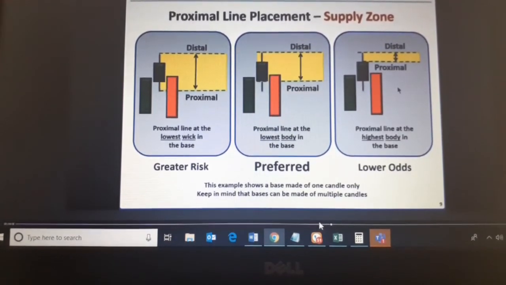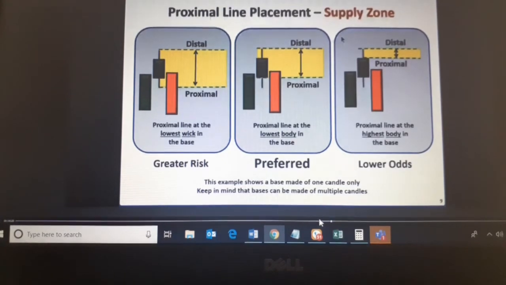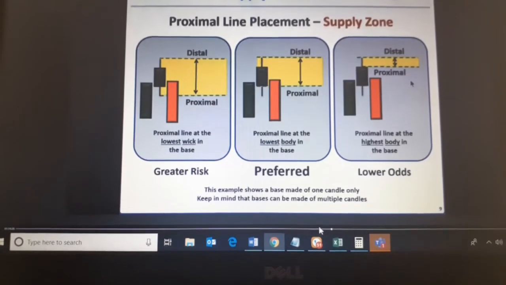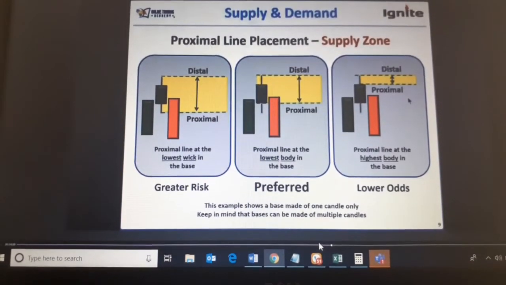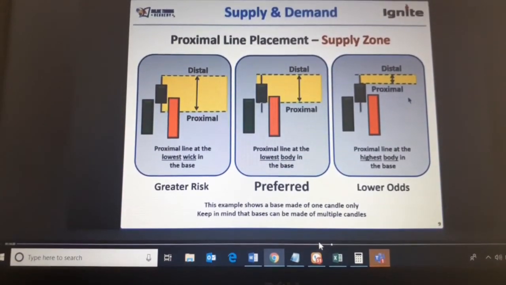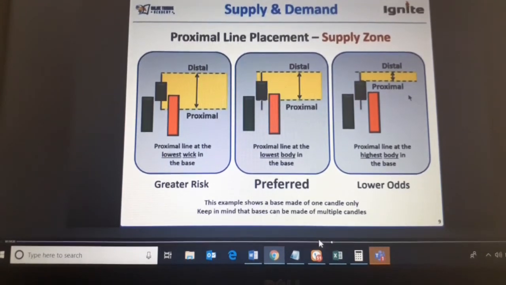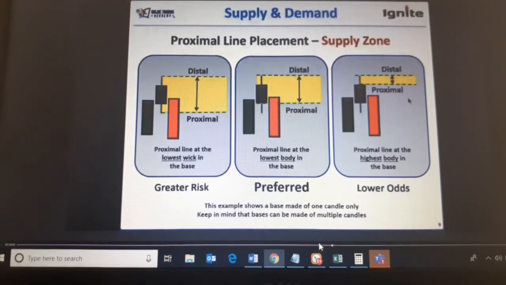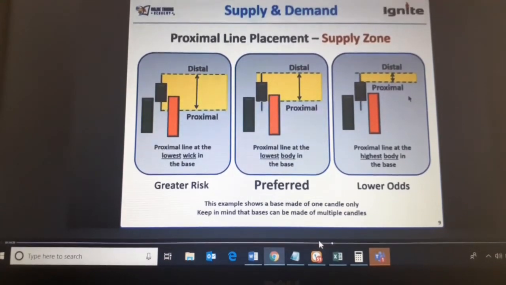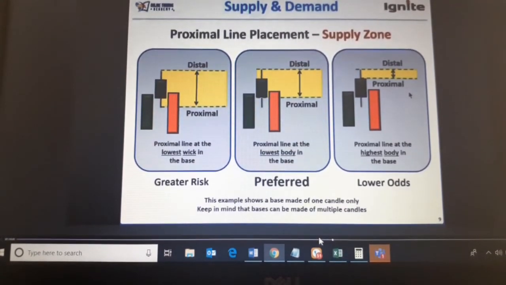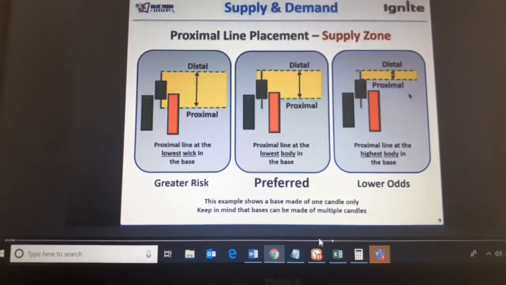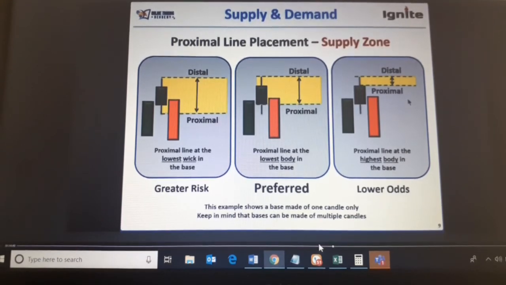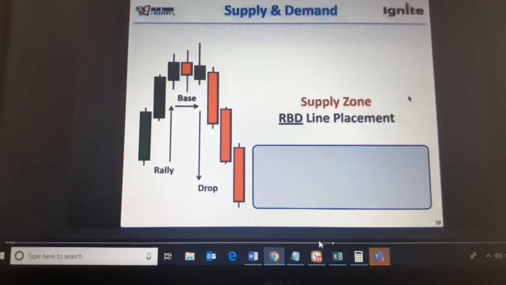And we are not taking the leg into consideration. Where did we take the leg into consideration when drawing our proximal line in case of demand zone also? Proximal line is always concerned with your basis. Okay, proximal line is always concerned with your basis. Now this is the picture for drawing your proximal line. Distal line I'm coming to it. Okay, so distal line, let's go here.